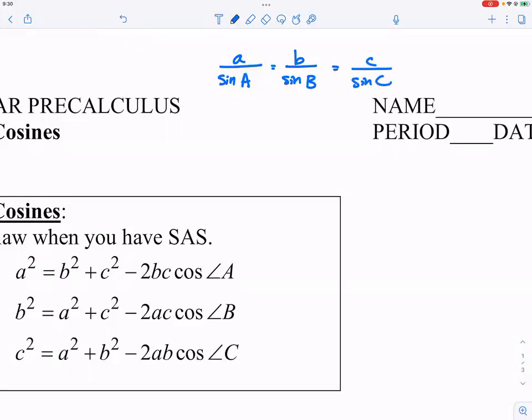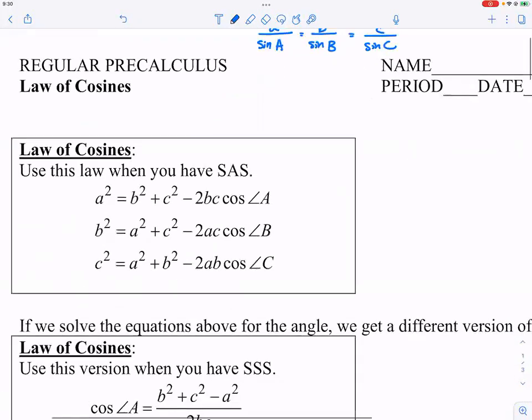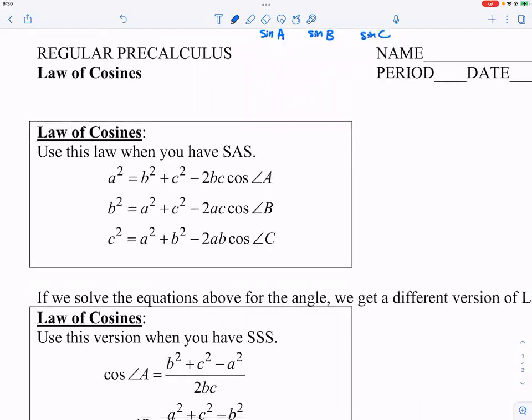You can use any two fractions. Again, all that's required is that you have two sides and two angles, and they are opposite to each other. Now, what about the law of cosines? Well, the law of cosines is used when you have three sides and one angle. And if you are missing any one of these items, then you can use the law of cosines to find it out.